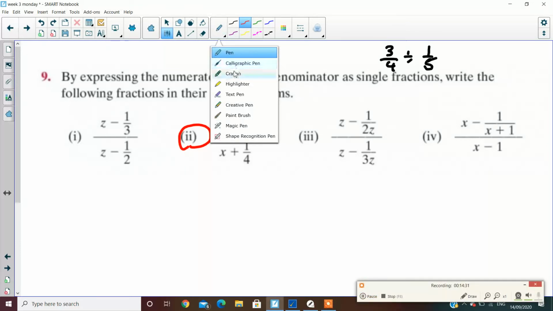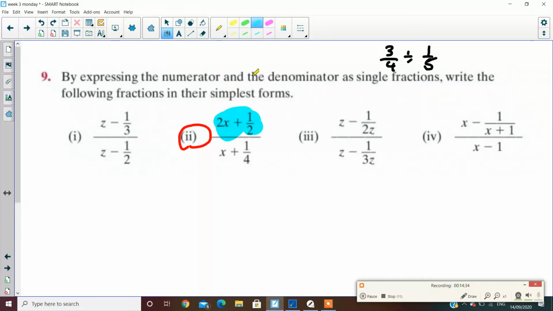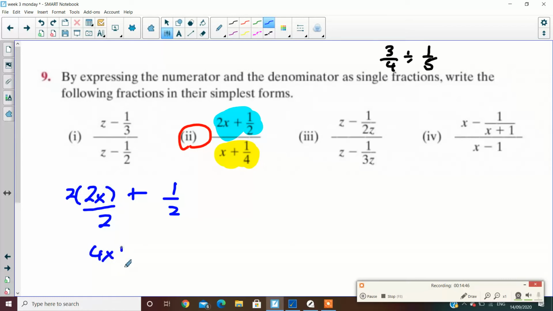Once again, blue part divided by yellow part. Blue part should be 2x plus 1 over 2. Add in another 2 top and bottom. I'm going to get 4x plus 1 all over 2. The yellow part should be given a common denominator of 4. That's going to be 4x plus 1 over 4.